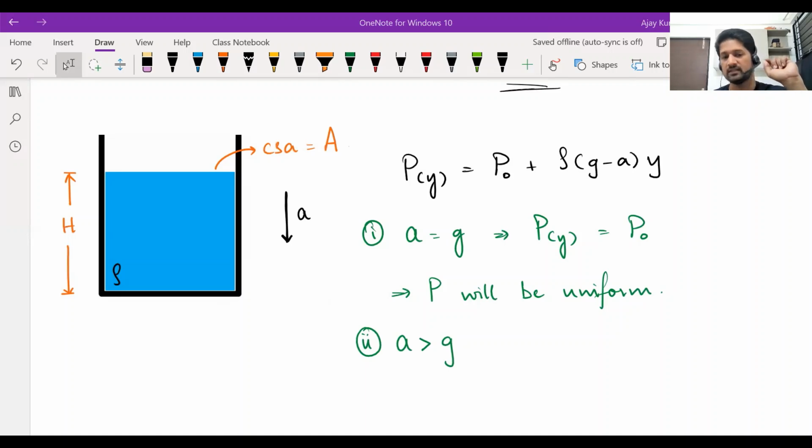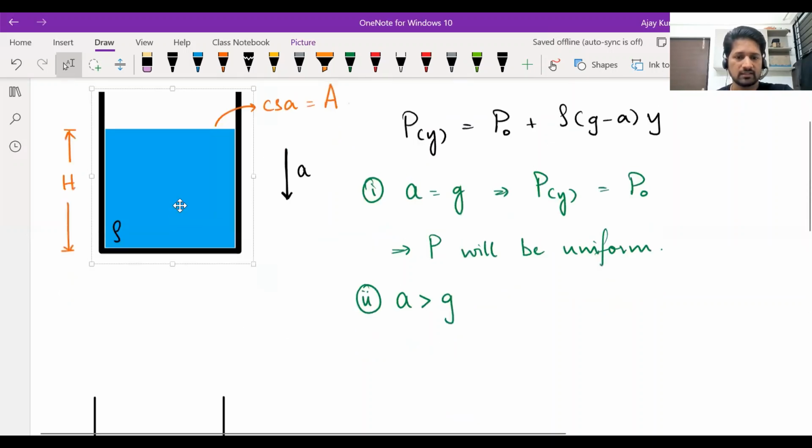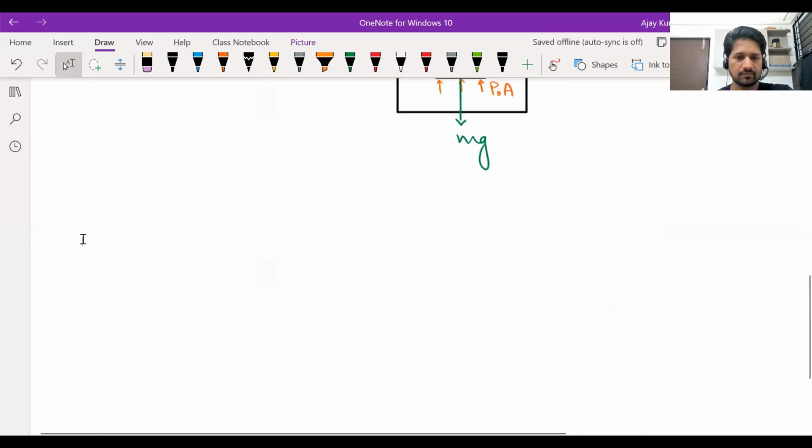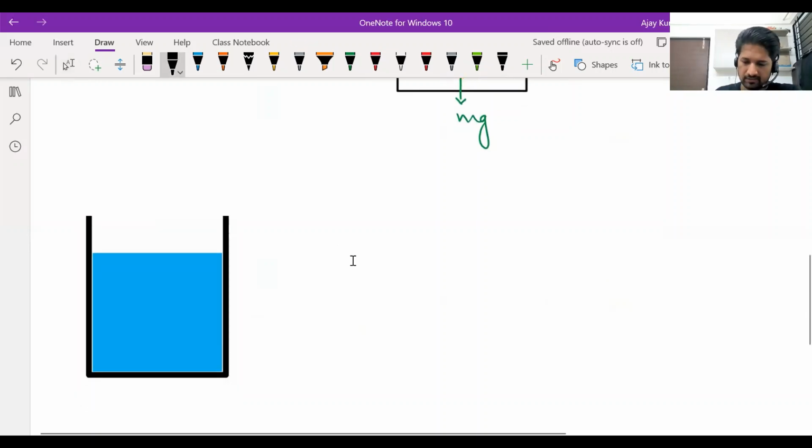But see, there are other significant forces acting on the liquid. Suppose this container tries to go down with an acceleration more than g. On the liquid, there are additional forces as well. Due to atmospheric pressure, there is a force from above, which is P naught into the cross-sectional area of the upper surface, which we considered as A, right?